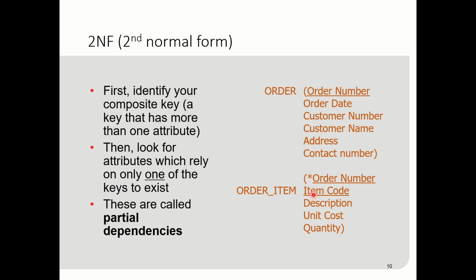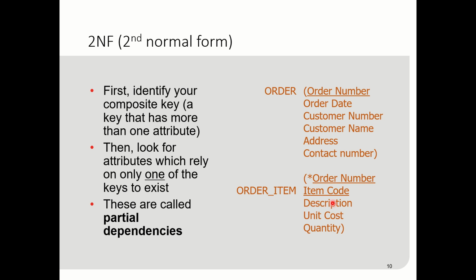So that is nothing but your partial dependency. What is partial dependency? You have a composite key, okay, composite primary key. Your composite primary key is order number and item code, okay, and you are actually taking the non-key attributes. Non-key attributes here are description, unit cost, quantity. So you are taking this description and unit cost.